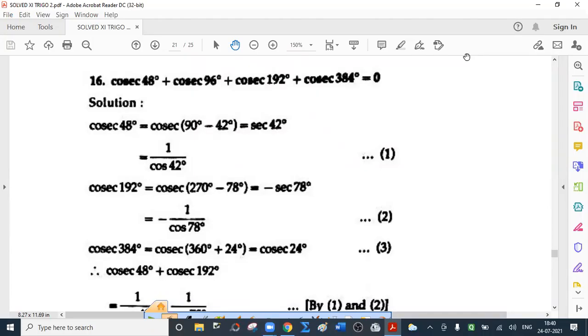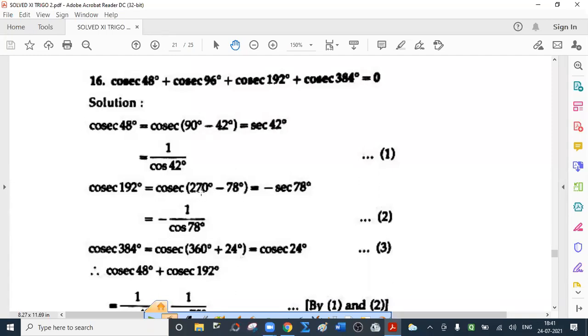Sum number 16, prove that cosec 48 degree plus cosec 96 degree plus cosec 192 degree plus cosec 384 degree equal to 0. Now what is cosec 48 degree? 48 is complement of 42. Cosec (90 minus theta) is sec theta, that is 1 upon cos 42 degree. What is cosec 192 degree? It is cosec (270 minus 78). That is why I insist that you should know all basic formulae.